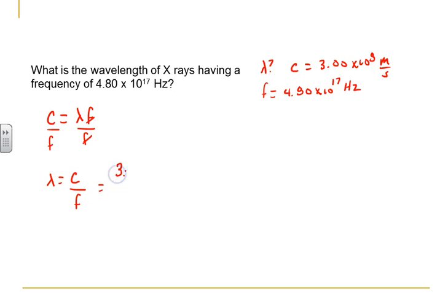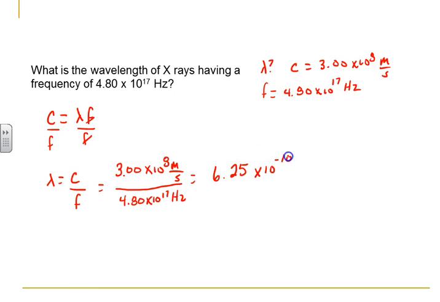The speed of light is 3 times 10 to the 8th meters per second. Frequency is 4.80 times 10 to the 17th hertz. And that gives us 6.25 times 10 to the negative 10th. And remember, a hertz is 1 over second, so that cancels seconds and leaves us with meters. Final answer.